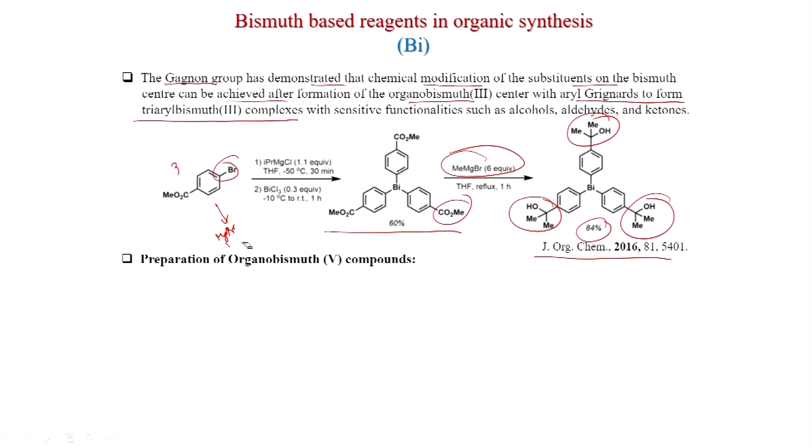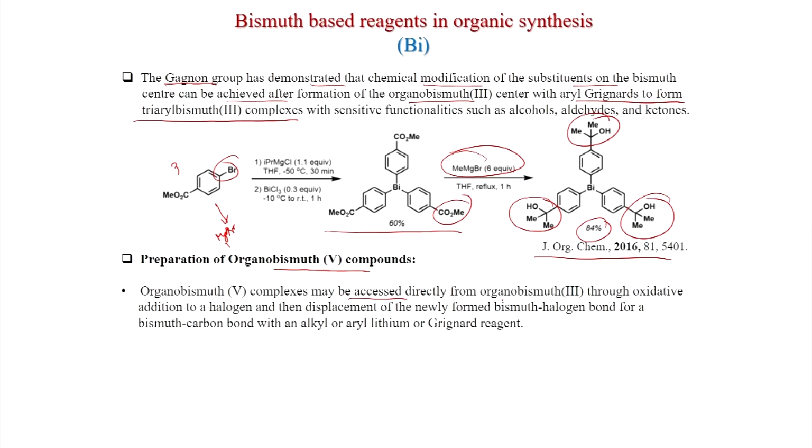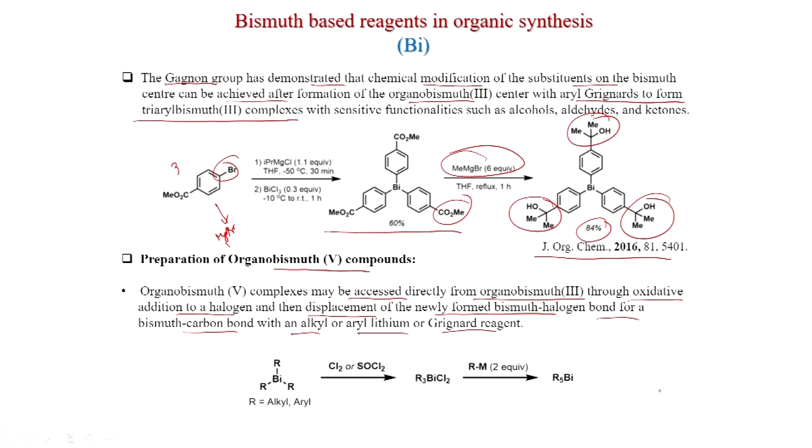Now, we will discuss preparation of organobismuth 5 compounds. So far we have seen bismuth 3. Now, 5 complexes may be accessed directly from organobismuth 3 through oxidative addition of a halogen, and thus displacement of the newly formed bismuth halogen bond for a bismuth carbon bond with an alkyl or aryl lithium or Grignard reagent. So, this is the reaction. Whatever trialkyl bismuth or triaryl bismuth you have generated, you have to react again with chlorine or SOCl2 to generate this R3BiCl2. Then with a further Grignard reagent, RM or R dash M, you can get R5 bismuth. So, here bismuth is in the 5 oxidation state.